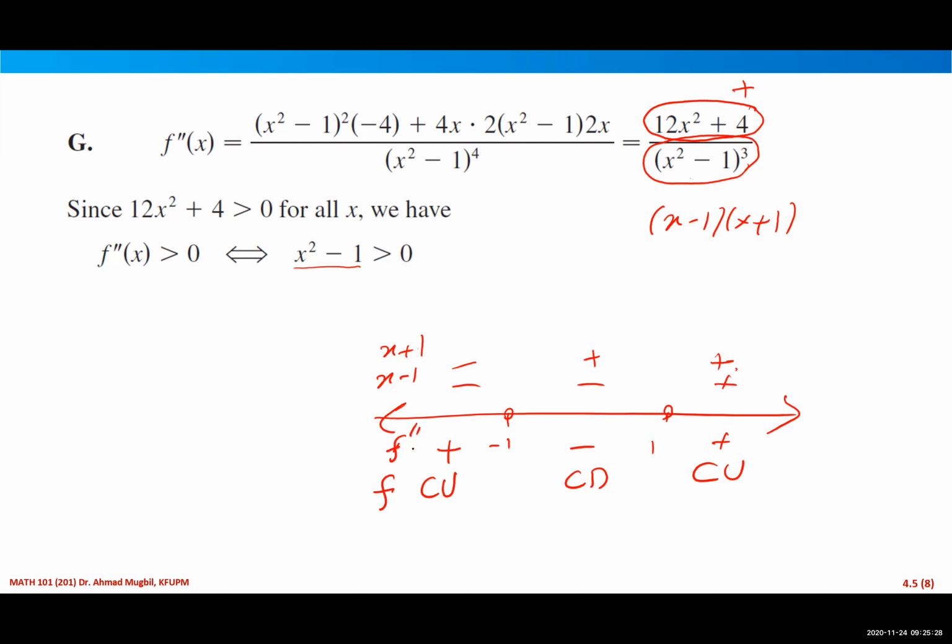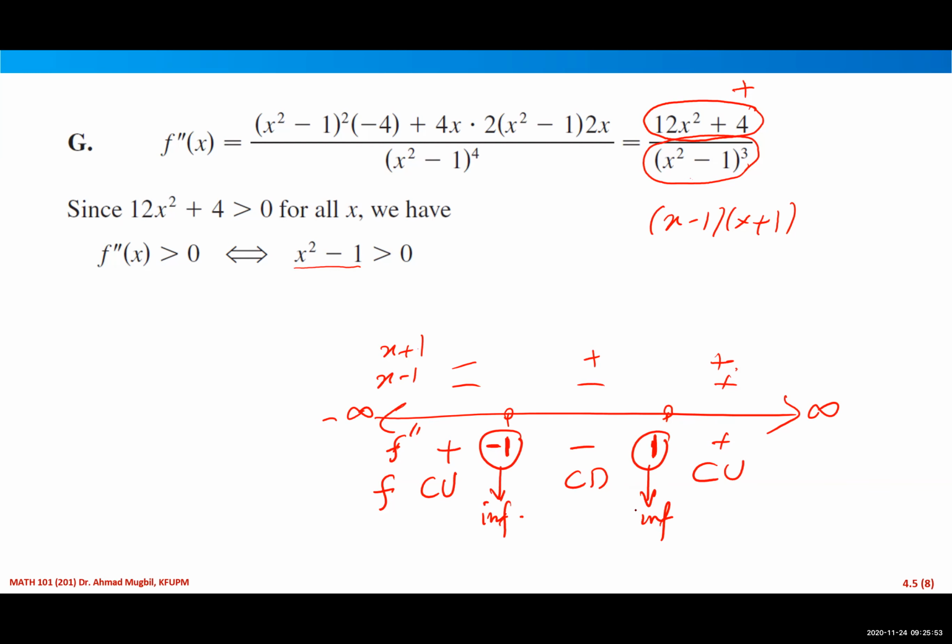So now we know that it will concave up from negative infinity to negative 1 and from 1 to where? To infinity. Let me ask you an interesting question. Do we have inflection points? You know what the inflection points are, ya shabab, when it's changing from concave up to concave down? Is this an inflection point?